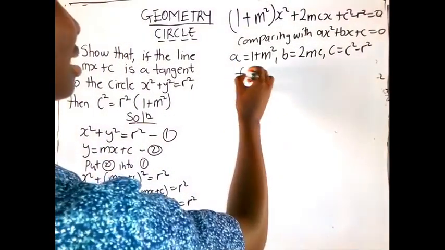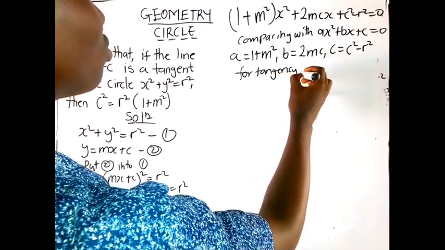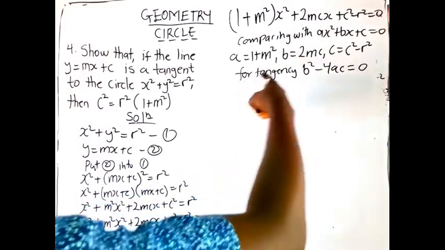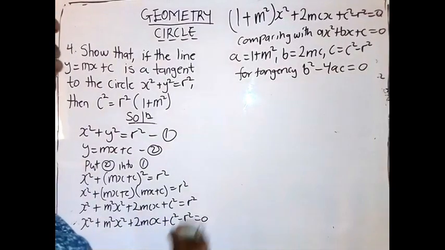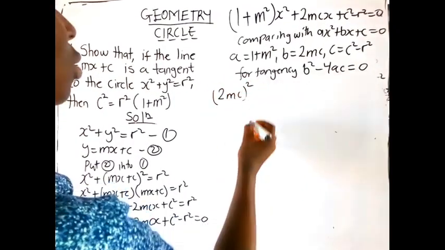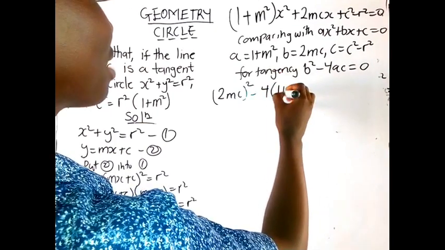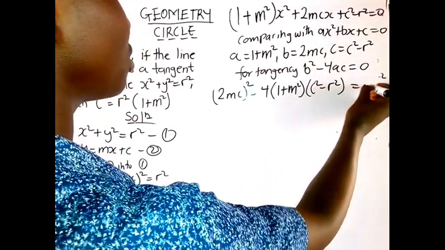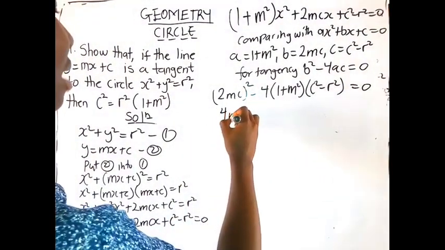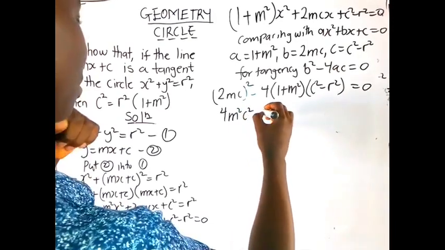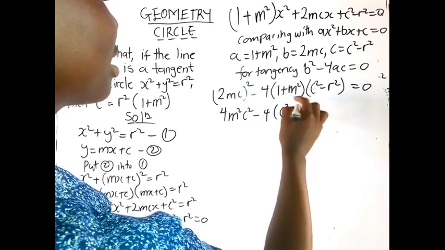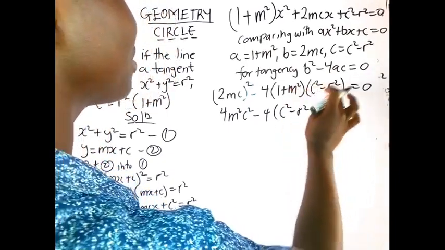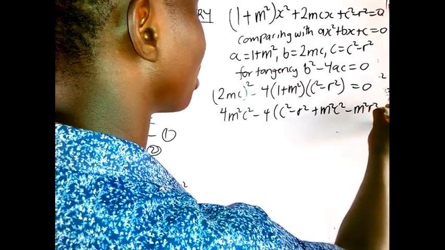And then for tangency, b squared minus 4ac should be equal to 0. So we have b, a and c here, so we just substitute into the equation. So we have (2mc) squared minus 4 into (1 plus m squared) into (c squared minus r squared) is equal to 0. So we get 4m squared c squared minus 4 into: this times this, which is c squared, this times this, minus r squared, this times this, plus m squared c squared, this times this, minus m squared r squared is equal to 0.